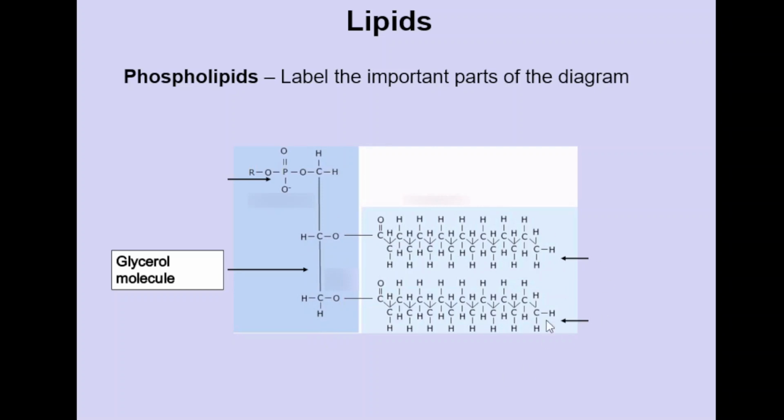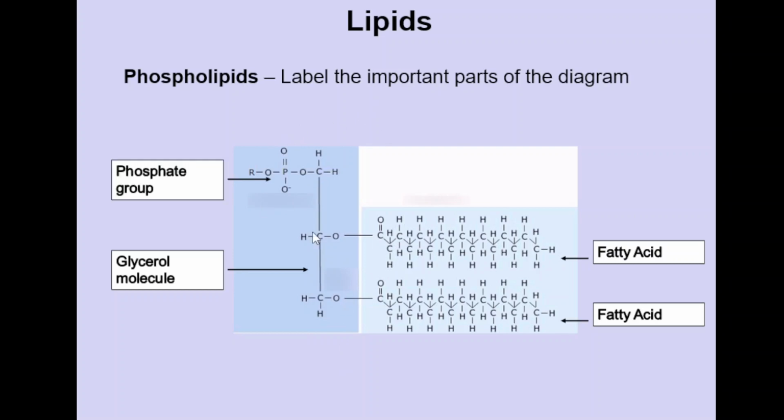What do we have over here? This is actually a saturated fatty acid. And here we've got another fatty acid. This one's also saturated. That leaves this bit up here. So instead of having a third fatty acid here, as we saw with the triglyceride, on a phospholipid we have this thing instead, which hopefully you know is a phosphate group. So you can see a phosphorus surrounded by oxygen there.